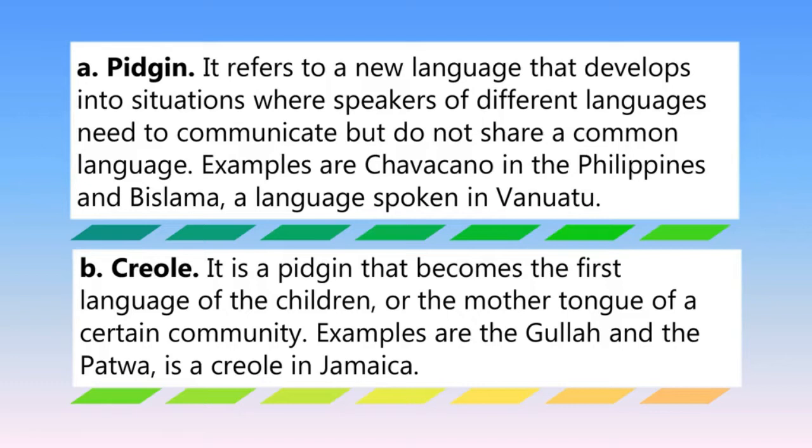Then we have Creole. Creole is a pidgin that becomes the first language of the children or the mother tongue of a certain community. Examples are the Gullah and the Patwa in Jamaica. From pidgin na sinasalita lang siya ng isang community for the need to communicate with each other, naging Creole ito. Which is yun ang kinalakihan naman nung sunod na generation. Once ang pidgin ay naging mother tongue ng isang generation, then it will be considered as Creole. Let's take for example Chavacano.